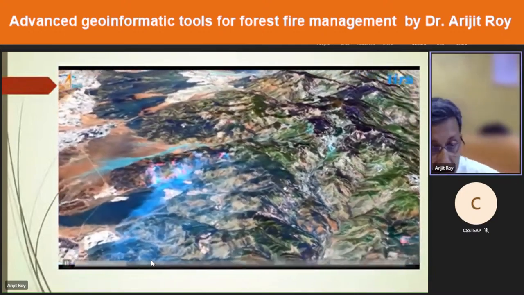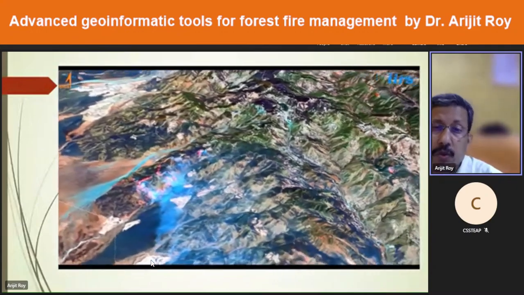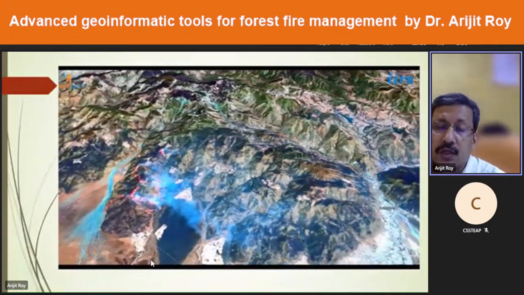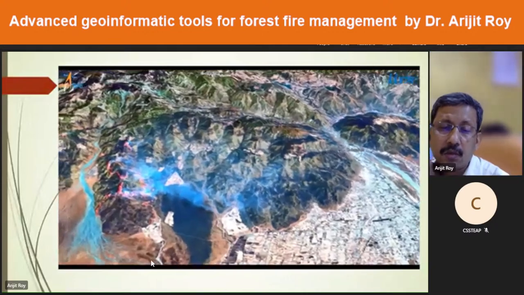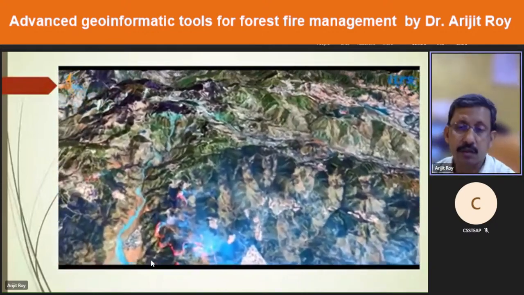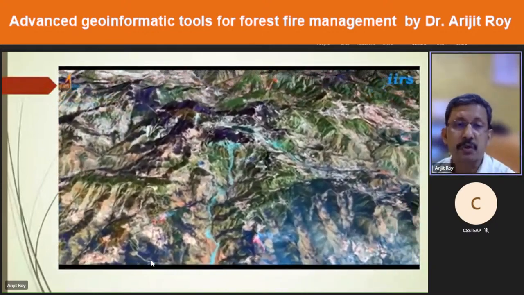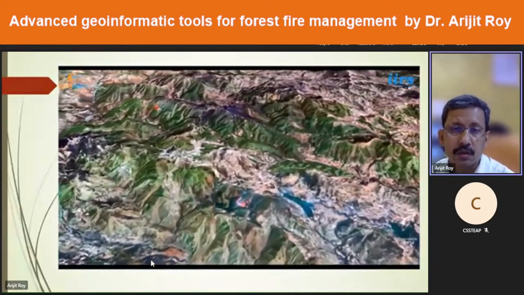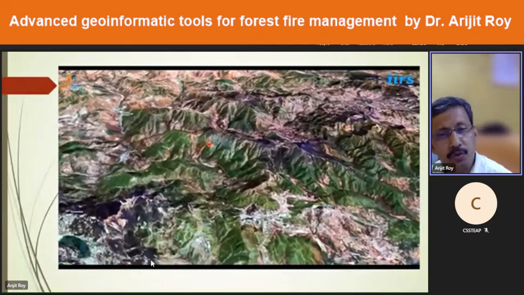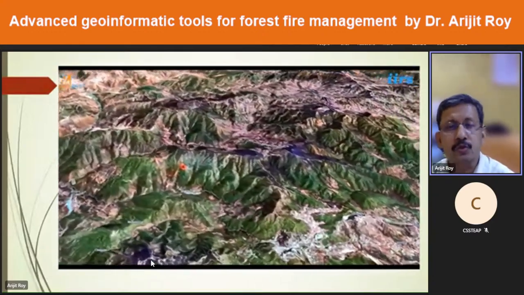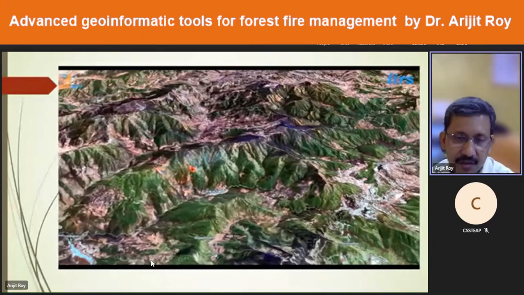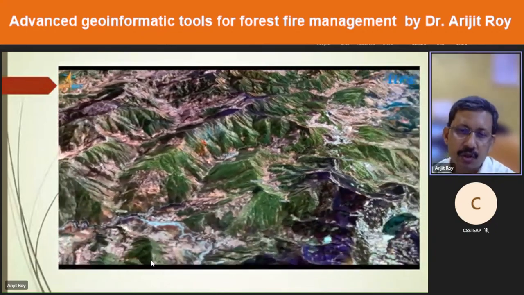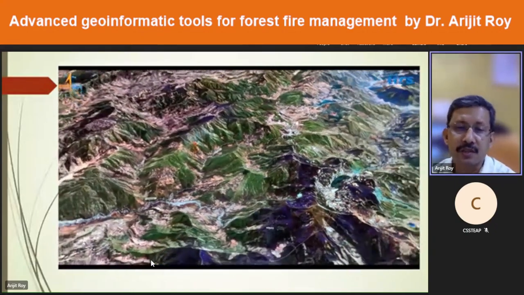And this provides us critical information about the extent of fire and other impacts which are caused as a result of wildfire in a particular region. And this is done using open source tools, open source data, and open source visualization software.